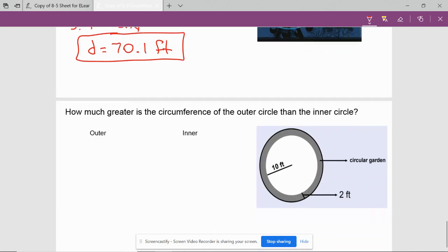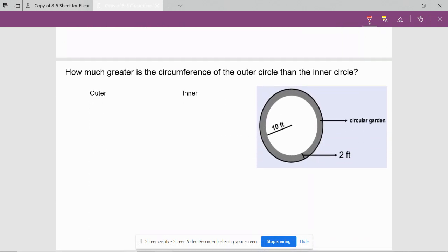All right, so let's go to our last one. And this one we have to figure out 2 circumferences. And we want to know the difference between the outside circle, which is going to be bigger than the inside circle. So we have to figure out both things. And we need to use the radius because the problem gives the radius.